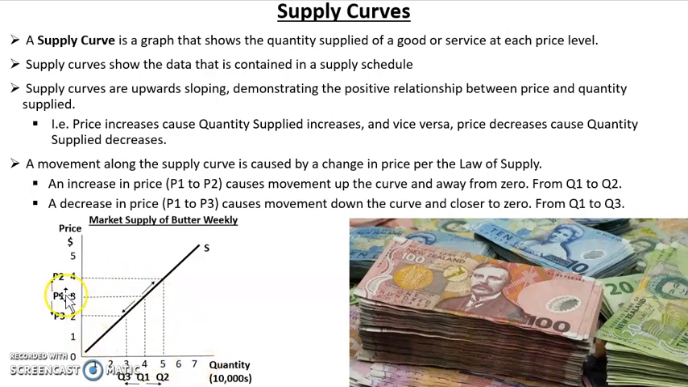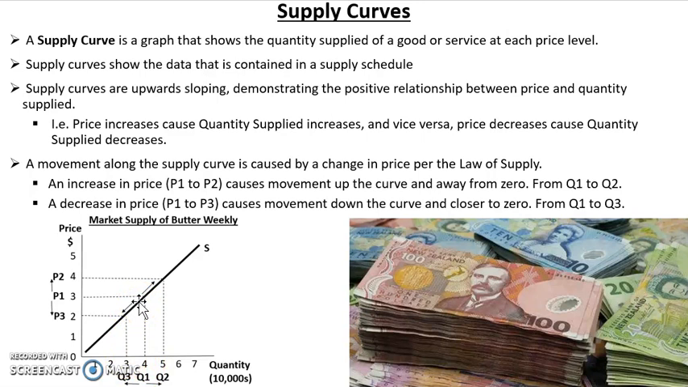So if we have our starting point of P1 here, let's say it's $3 for a 500 gram container of butter, we'll see that 40,000 units are supplied by the producers of butter. Now, if we have a decrease in the price to P3, so from $3 to $2, P1 to P3, this brings about a decrease in quantity supplied from Q1 to Q3, or 40,000 to 30,000.